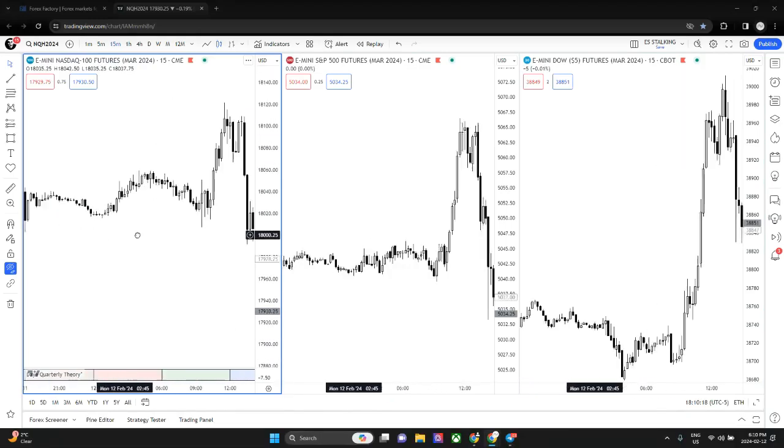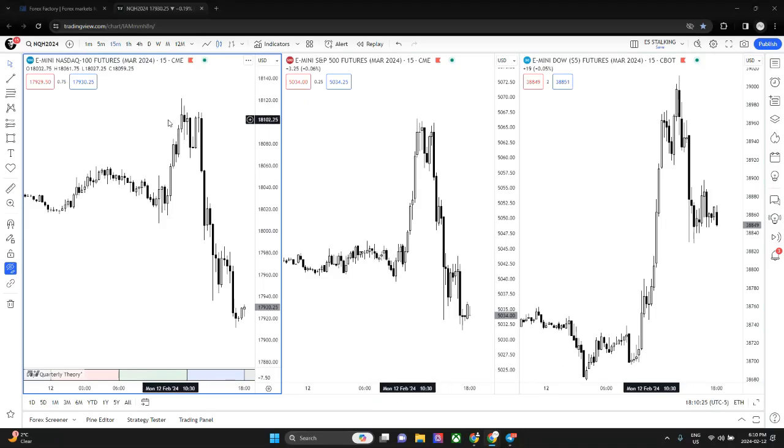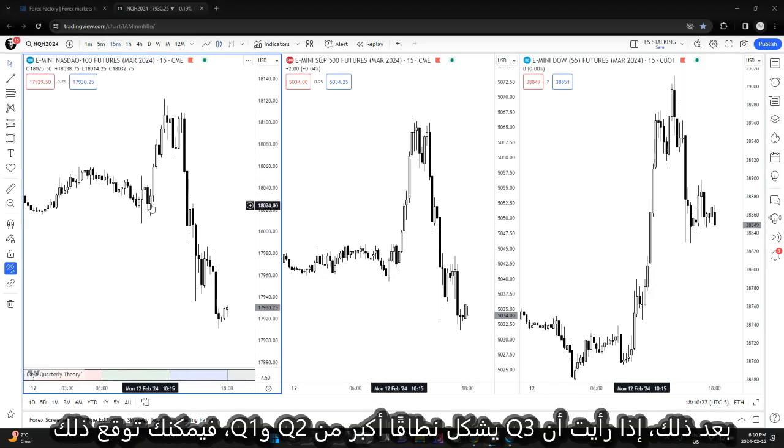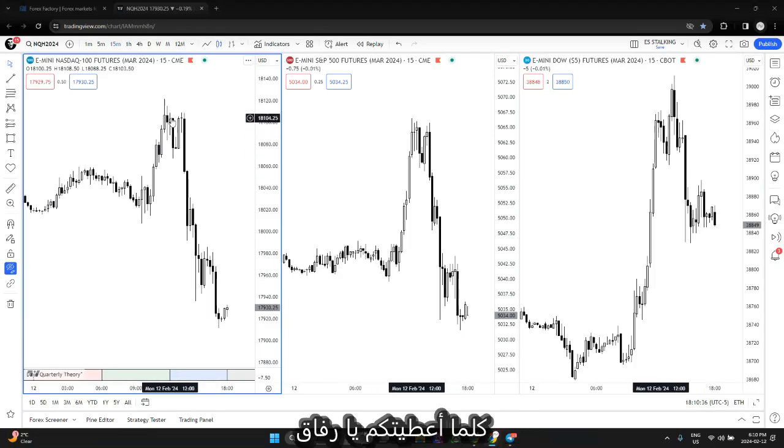Q1 and Q2 formed a smaller range than this, and this overextended. After this, if you see Q3 form a larger range than Q2 and Q1, you can expect Q4 to form a larger range than Q3.